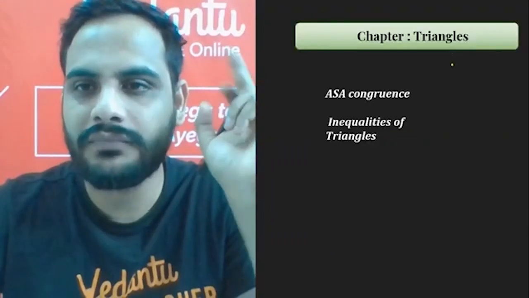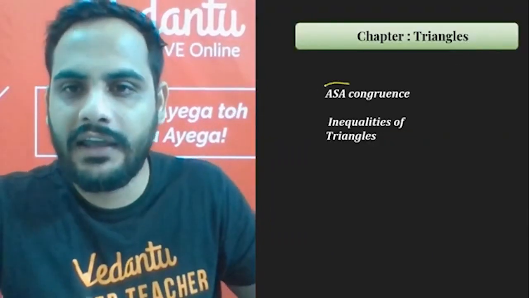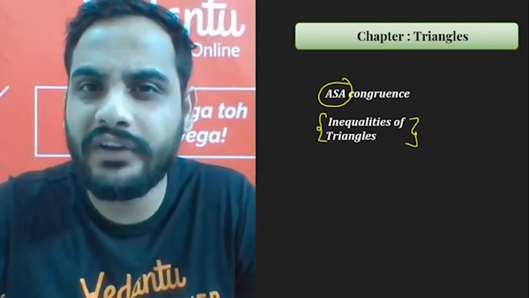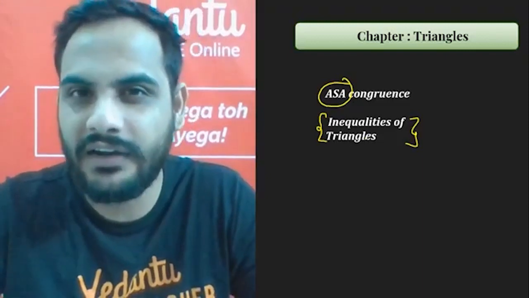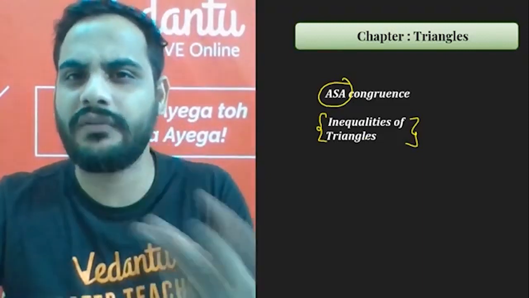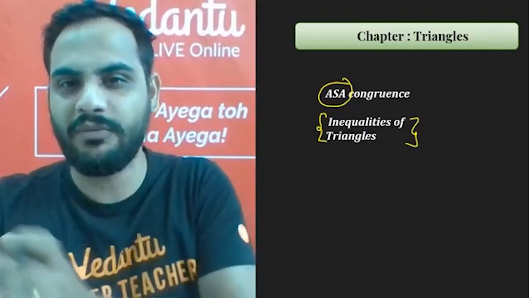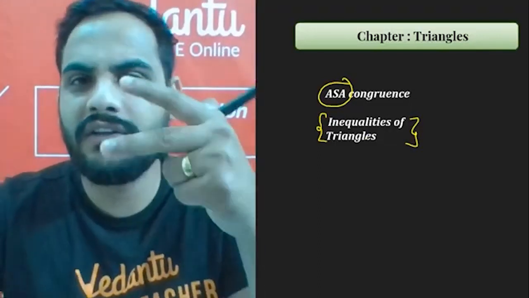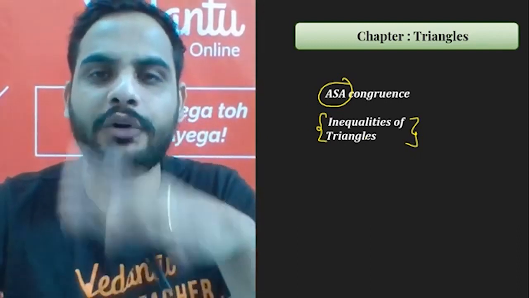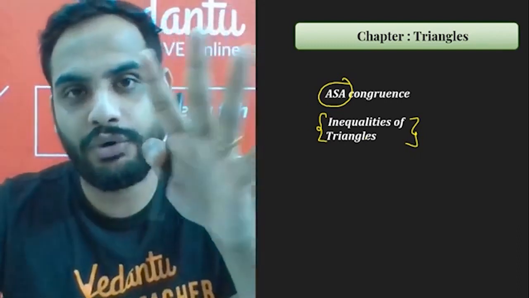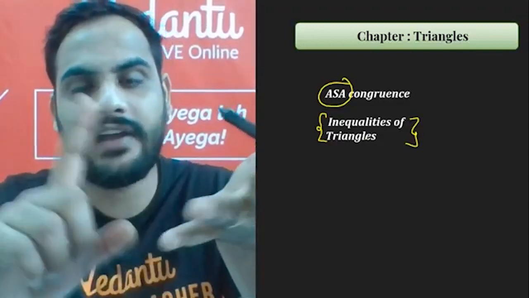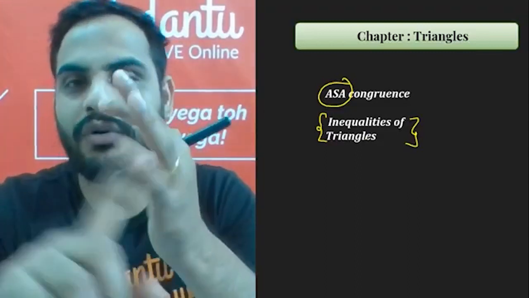Okay, then from the chapter triangles, ASA congruence has been removed and inequalities of the triangles. Inequalities of the triangle was that the sum of two sides of a triangle is always greater than the third side, and the order of the sides on the basis of the angles. So that part has been removed, inequalities of the triangle and ASA congruence. Okay, so these two parts have been removed from the topic triangles, but remember all the four congruences are there, which are SAS, SSS, AAS and RHS.